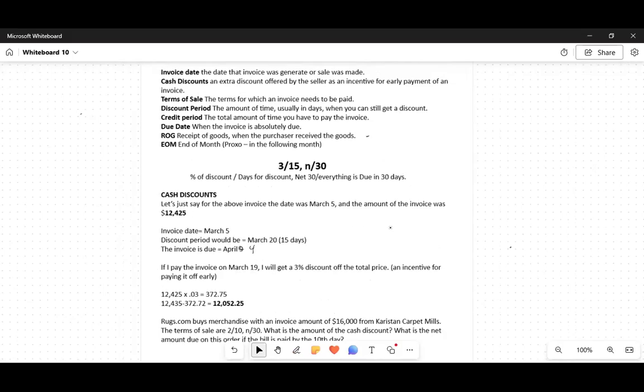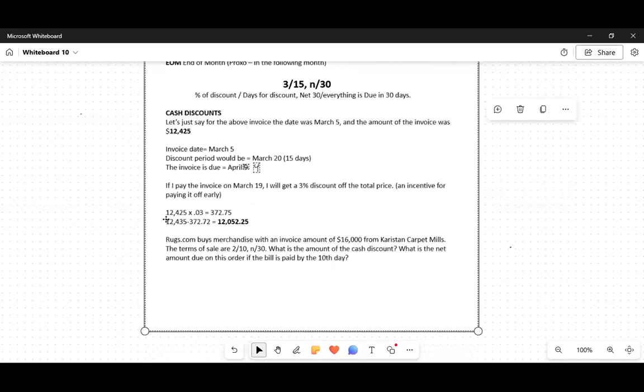All right. If I paid the invoice, however, on March 19th, I said I had till March 20th, I get a 3% discount incentive for paying it off early. So if I owed $12,425 and I get a 3% discount, that's a $372 discount that I would get. So if I pay it by the 19th, I'm actually going to only have to pay $12,052.25. So that's pretty cool, right? That's the incentive for paying it off a little bit early.